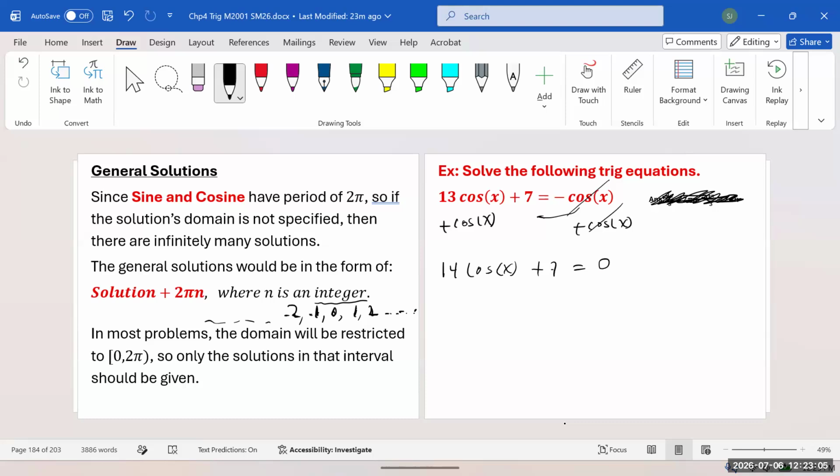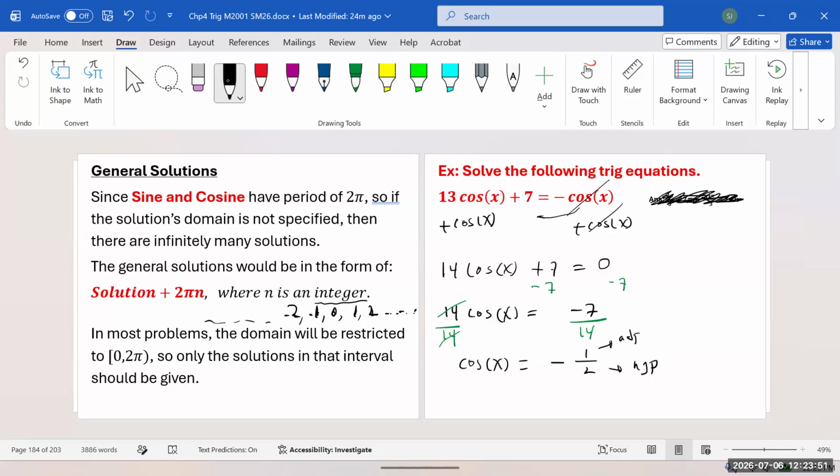And then to get the cosine alone, what do we do? Subtract 7, we get 14 cosine x equals -7, and then divide by 14 to get cosine x. When you simplify the right side, what do you get? -1/2. It means we have adjacent 1, hypotenuse 2. So which angle has x value 1? x is 1, so 60 degrees.